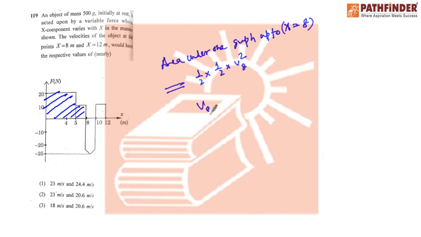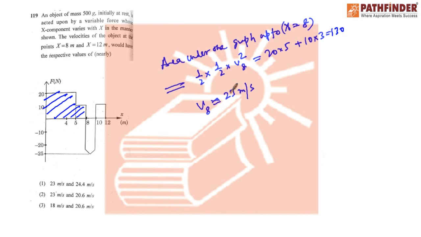So you do the calculation. You can easily determine what is the area. It is 20 times 5 plus 10 times 3. So area under the graph up to this is equal to 20 times 5 plus 10 times 3, which is equal to 130. So you can determine v8 is equal to 22.8, almost equal to 23 meter per second.